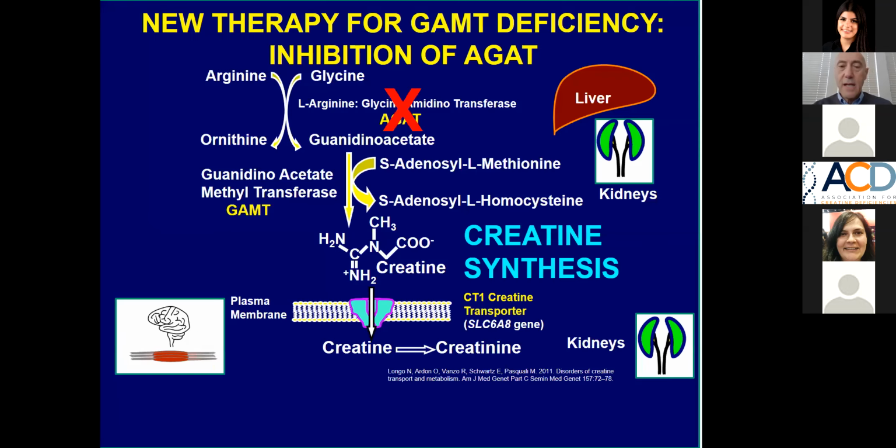So the question is, can we simplify therapy in GAMT deficiency by eliminating the activity of the AGAT enzyme? Now, how do we eliminate the activity of the AGAT enzyme? So we try to identify a reversible or irreversible inhibitor of this enzyme that would prevent the formation of guanidinoacetate. So in this way, we should be able to normalize their level. So we started working on the project by trying to synthesize a significant amount of the AGAT enzyme against which we could test the activity of inhibitors.